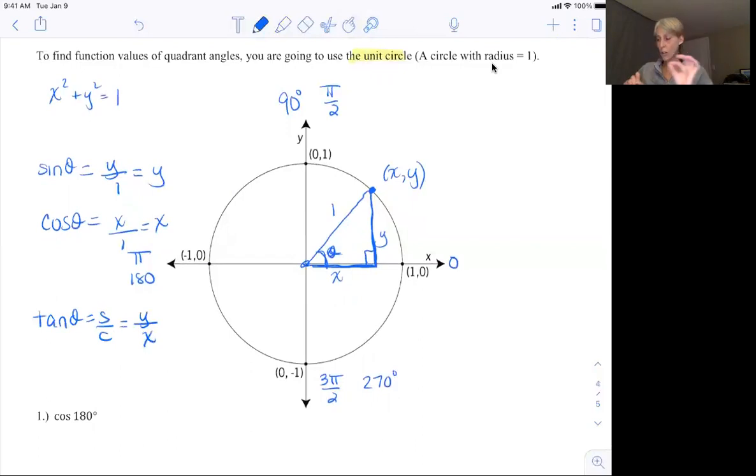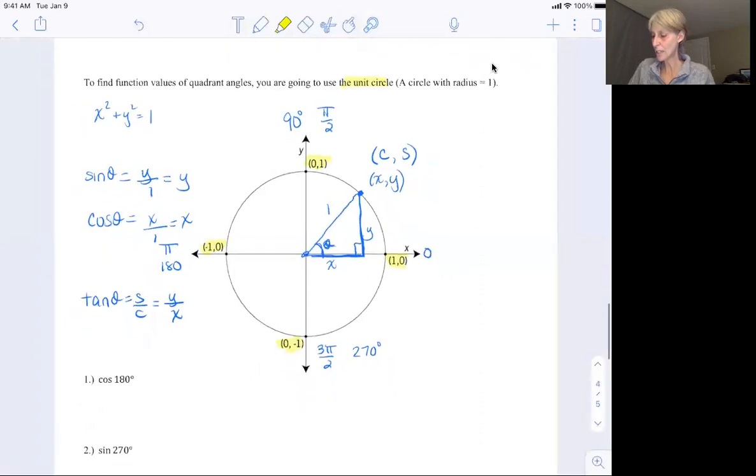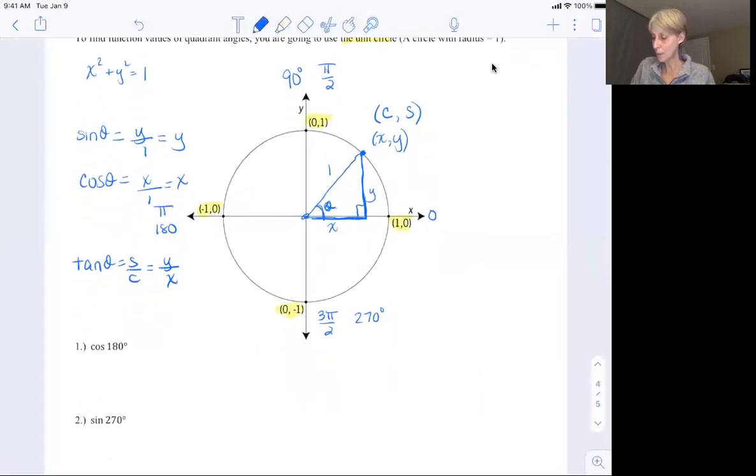So when we use this to find our quadrant angles, you might find it convenient, right? Because the x value of our point at each quadrant angle corresponds to the cosine of that angle, and the y value corresponds to the sine. So for instance, the cosine of 180, if I wrap around and go to 180, is -1. The sine of 270 is also -1.